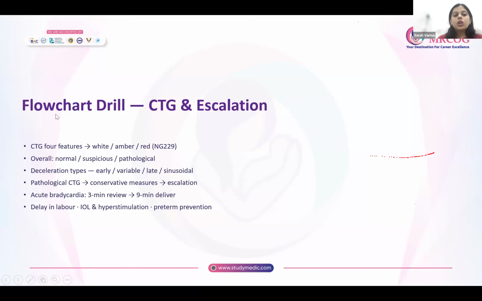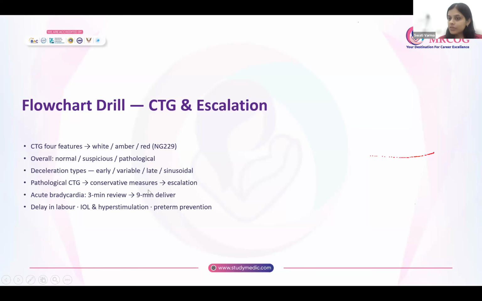or red. And depending on how many white, amber or red features are there, we classify the overall CTG into normal, suspicious and pathological. Decelerations, if present, may be of three types: sinusoidal pattern, early, variable or late deceleration. If the CTG is pathological, that is two amber features or any one red feature, then it's classified as pathological CTG.